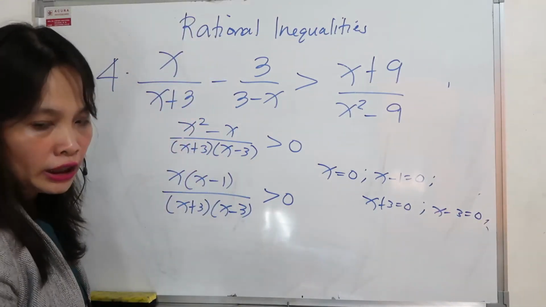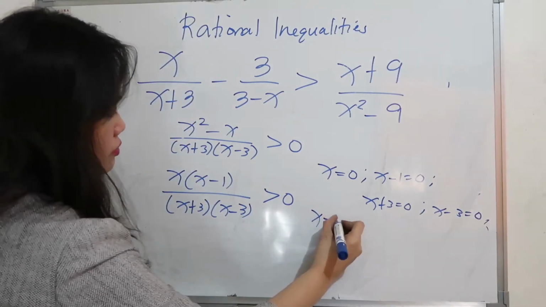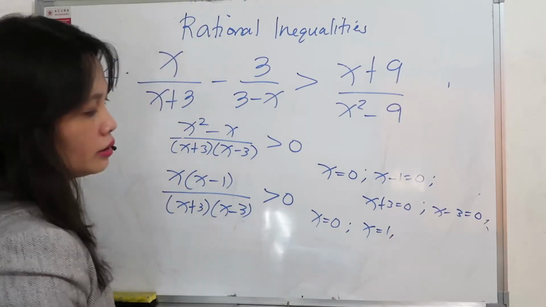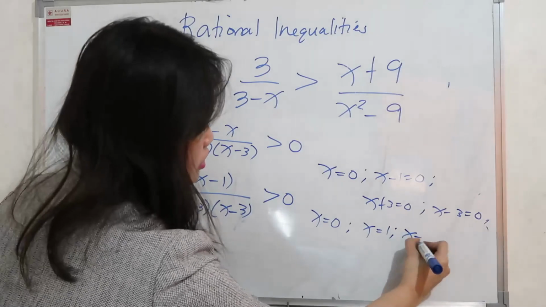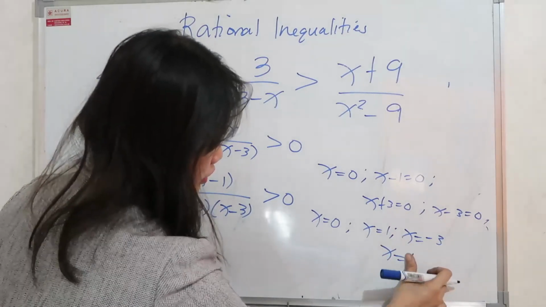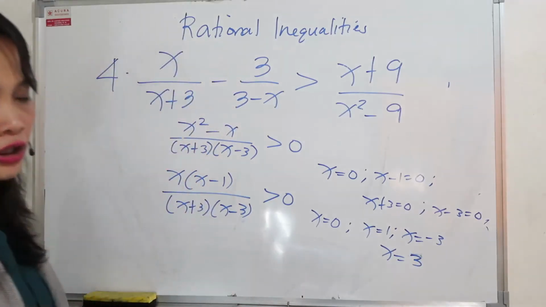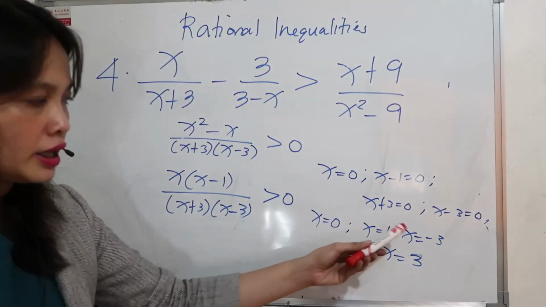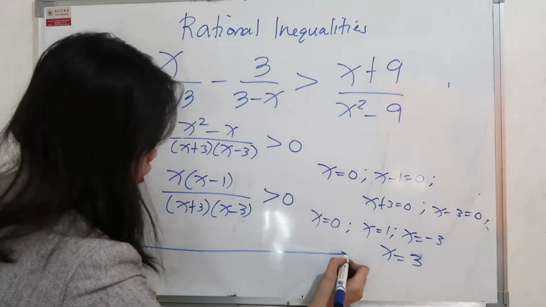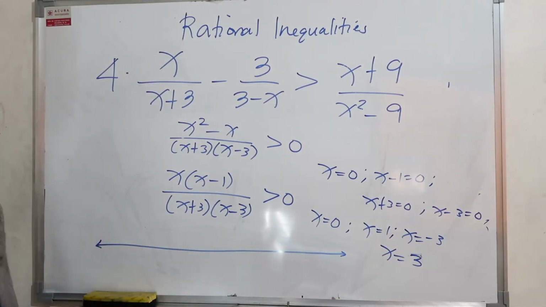So what are your critical values? First, we have x equals 0. The second is x equals 1. The next is x equals negative 3. And the last is positive 3. So the critical values that we have are 0, 1, negative 3, and 3. Now we draw a number line. After we determine the zeros, or the critical values, we need to plot them. So we have negative 3, of course.